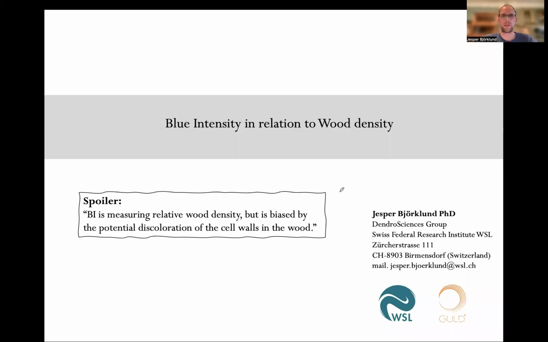Hello everyone, my name is Bjorklund and I'm going to talk to you about blue intensity in relation to wood density. And I would like to begin this talk by saying that BI is measuring relative wood density but is biased by the potential discoloration of the cell walls in the wood, just to keep in mind throughout the talk.